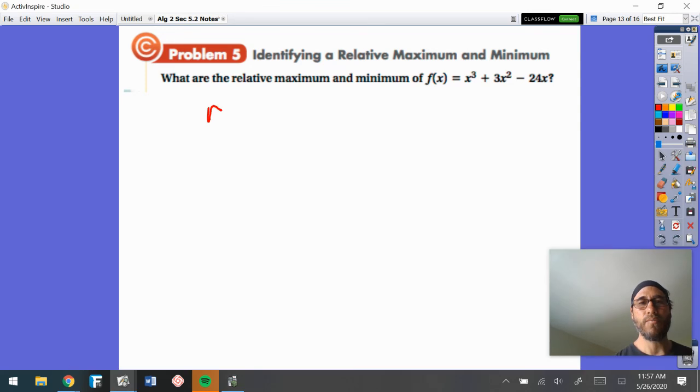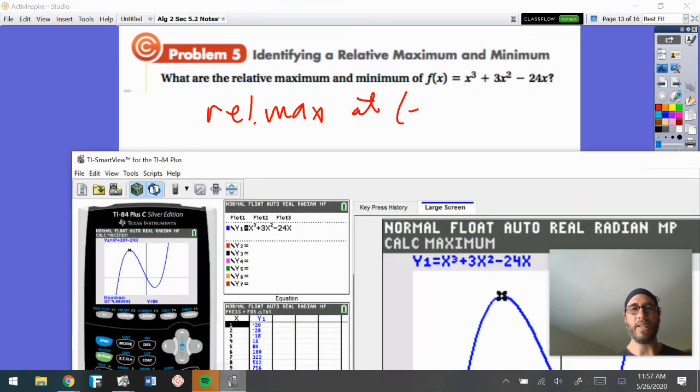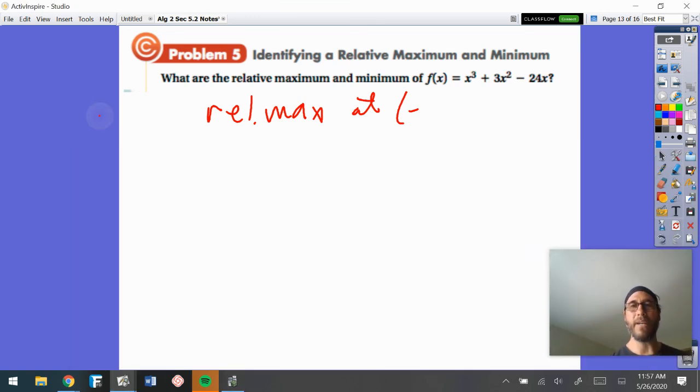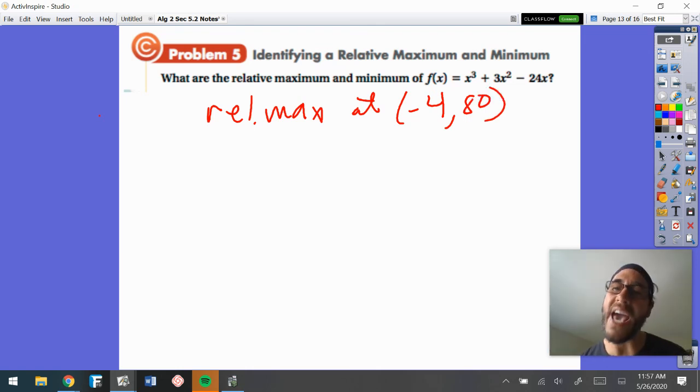So it's -4, 80. So on a test, dang, I get free points if I just say, hey, the relative max at negative, oh snap, what was it, class? What was it? -4, 80. So what we would like to say is it has a relative max value of 80. And where does it happen? It happens at -4. Okay? All right, let's go ahead and go to the next one.